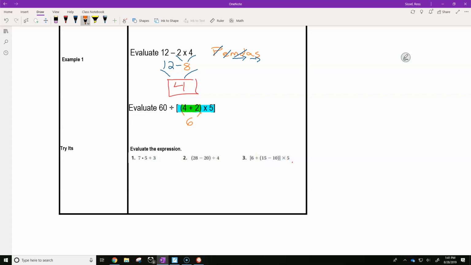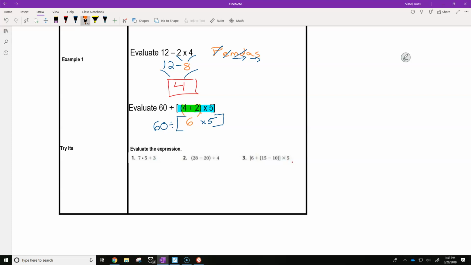If in parentheses it said 4 plus 2, and I told you 4 plus 2 means 6, do I still have to put parentheses around the 6? No, because there's no equation. Parentheses say, hey, do this equation first. I have nothing, so I'm going to copy the rest of my equation. 60 divided by, do I need to keep the brackets right now? Yeah, absolutely. I have not simplified everything in the bracket, so I'm going to keep the bracket. 4 plus 2 is just 6 times 5 with the bracket.